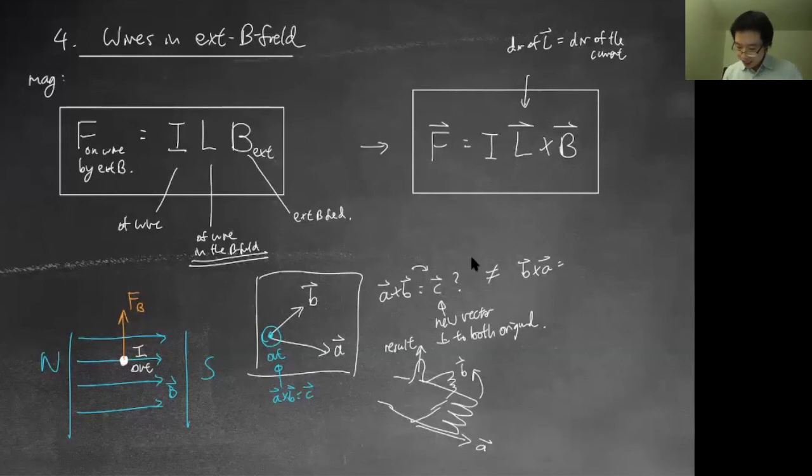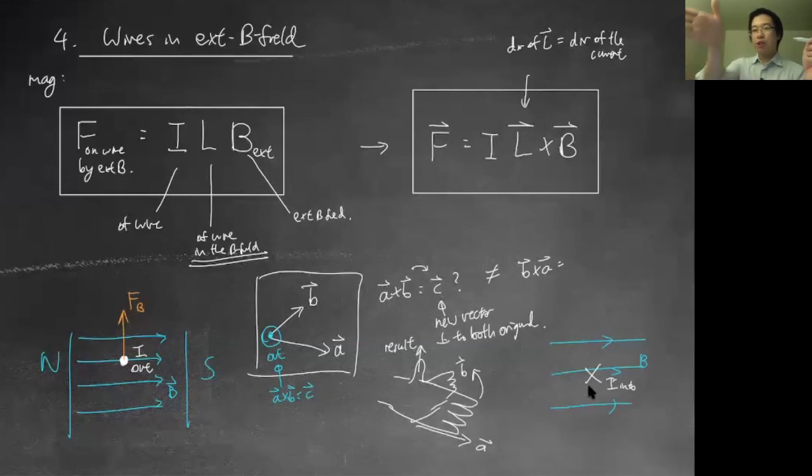So the alternative scenario: if I have the B field pointing this way, but my current now goes into the page, which way will the force go? Well, if the current goes into the page and the magnetic field is this way, the result is either up or down, right? It has to be perpendicular to this, so it's either up or down.